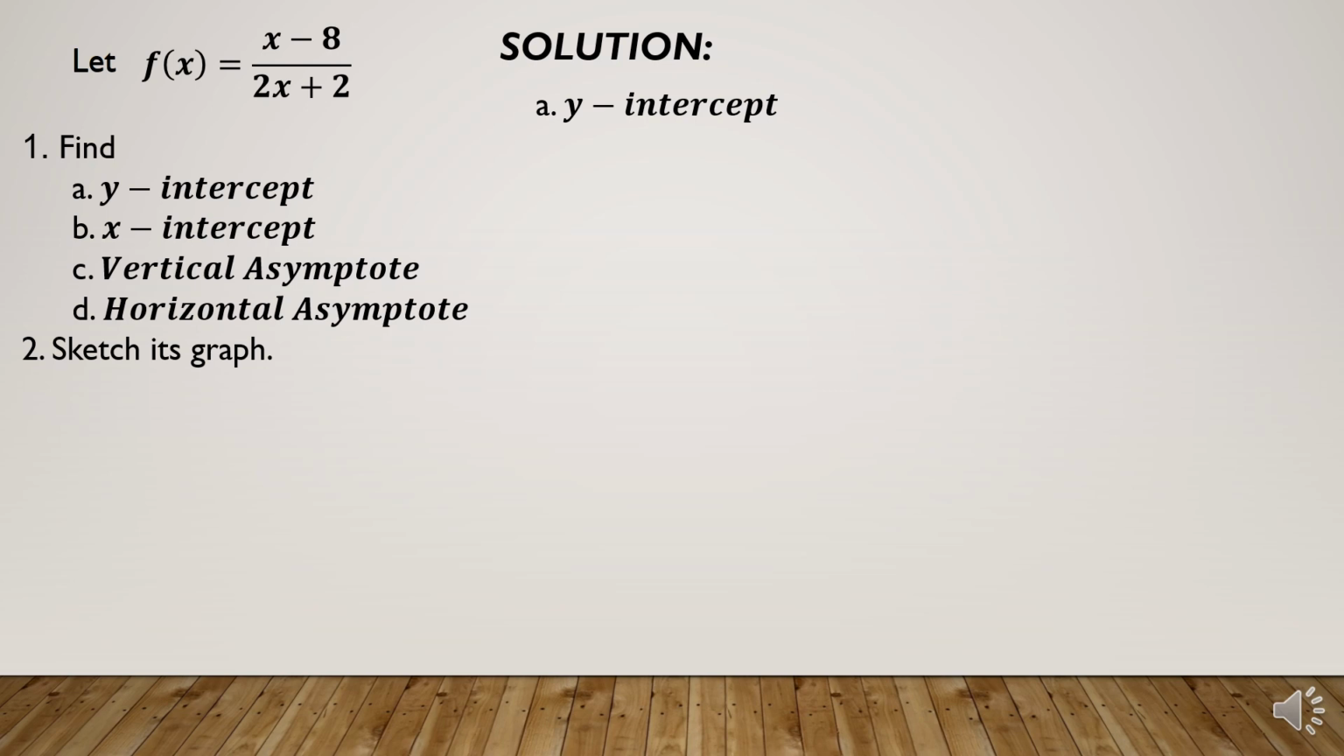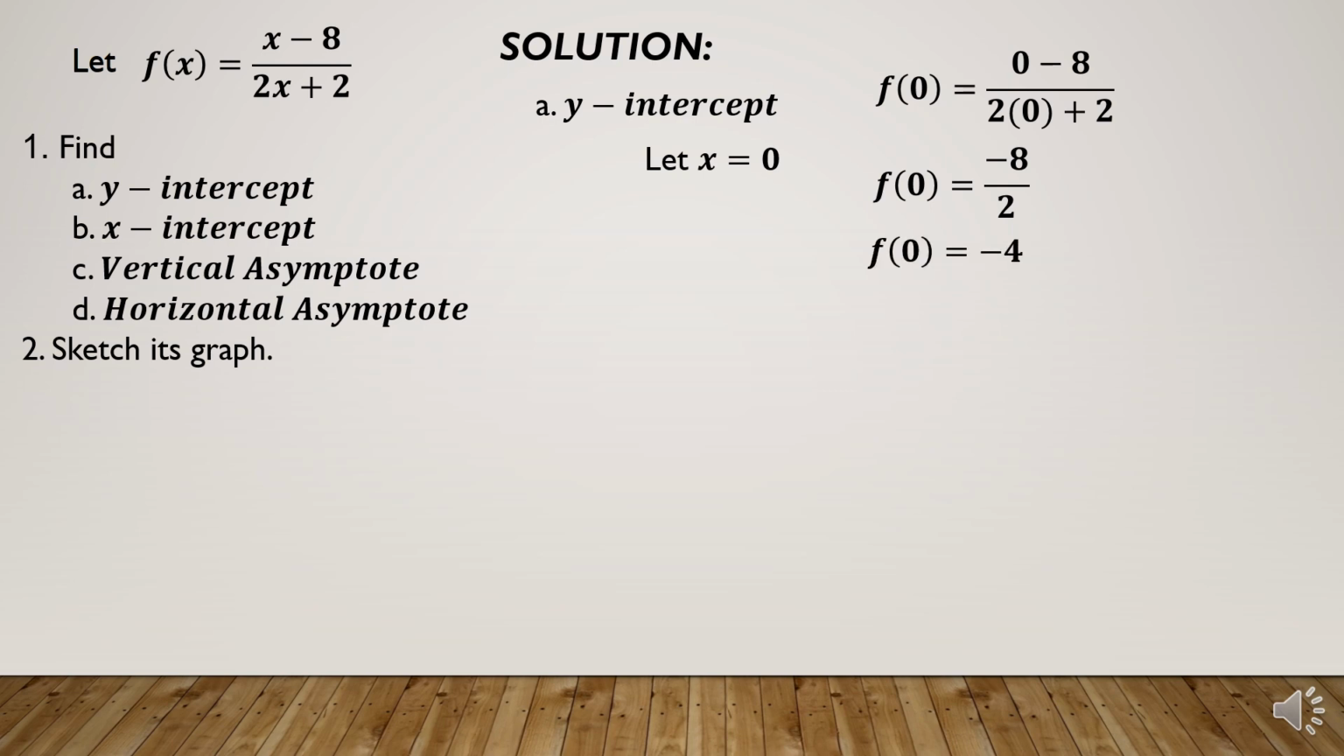First, we need to find the y-intercept. To find the y-intercept, we let x be equal to 0. From the given function, we will now substitute the value of x, which is 0. Then simplify, so we have negative 8 over 2. Then we can still simplify this, so we have f of 0 is equal to negative 4. Then, the y-intercept is (0, negative 4).